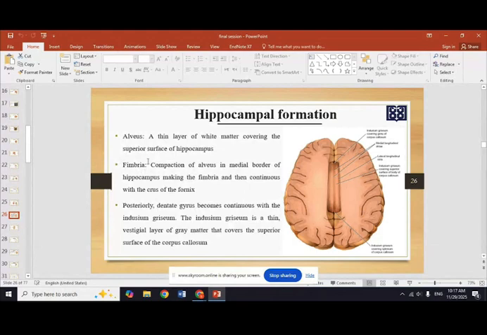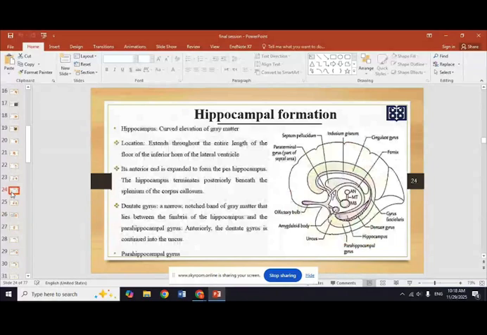The alveus comes together and makes a compaction in the medial border of the hippocampus. We call it fimbria. So the fimbria is the compaction of the alveus. And also I told you the alveus is the thin layer of white matter covering the superior surface of the hippocampus. So you know about the alveus and fimbria.